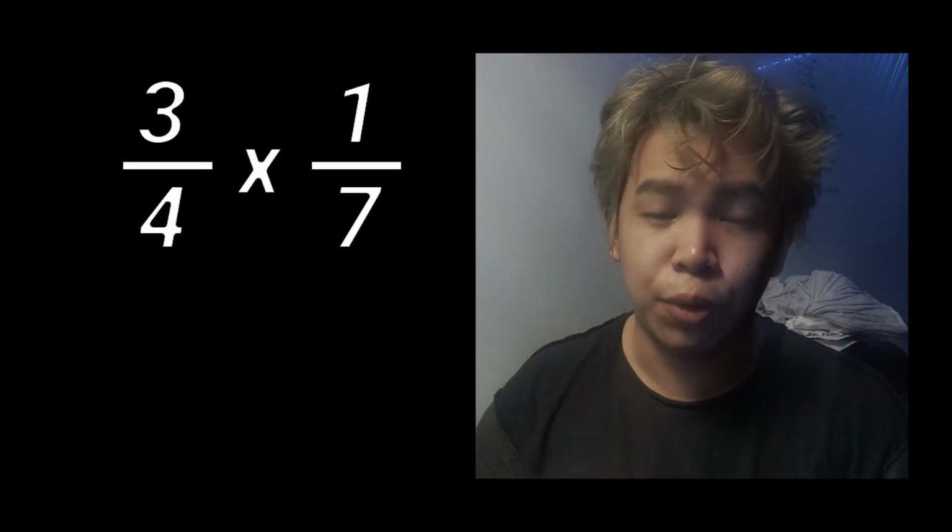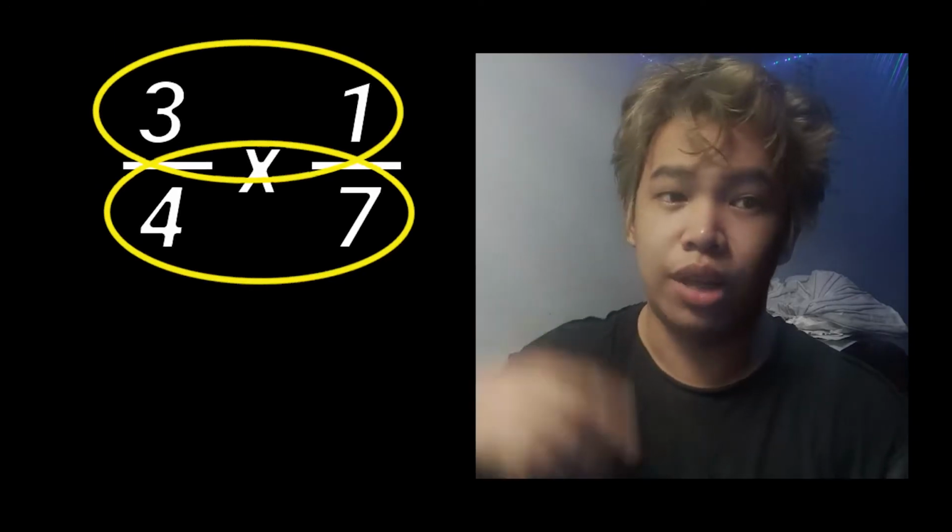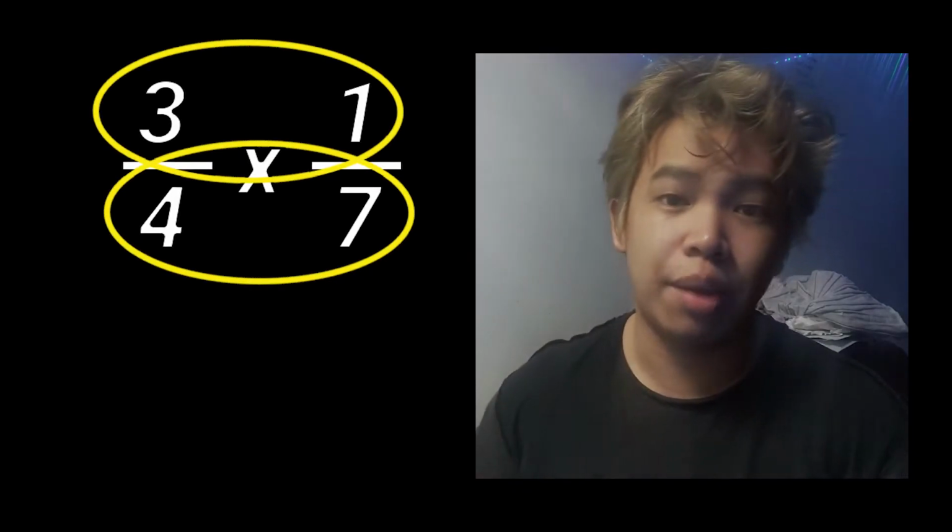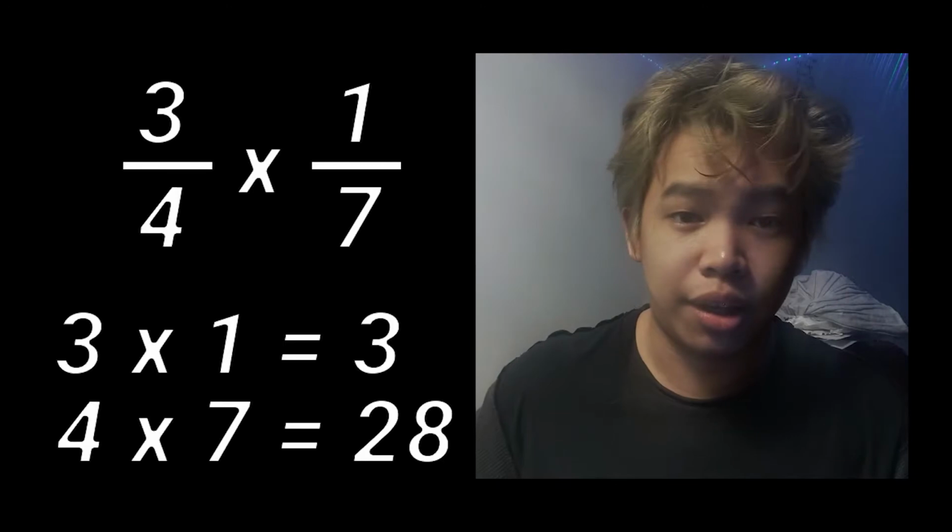So isa pa, 3/4 times 1 over 7. So dahil pinag-multiply lang, pwede nang pag 3 times 1 is 3. And then 4 times 7 is 28. So 3 over 28. Since hindi tayo pwedeng mag-lowest term, edi as is na yun.